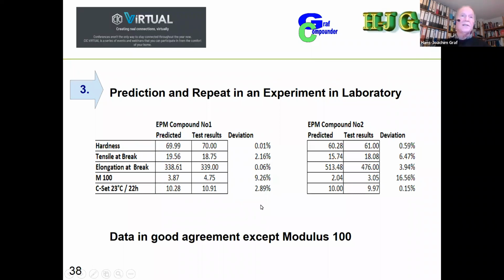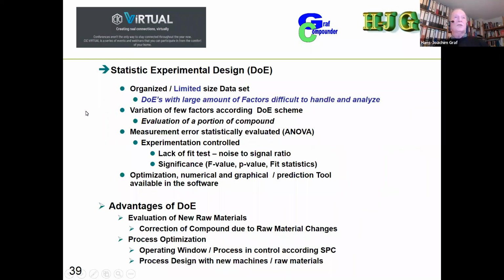So, and then recently in an existing project, I had a chance to really predict something out of a database, and we do a repeat, and you see here the results from two compounds, number 1 and number 2, and you see here the deviation between predicted and the test results. And surprisingly, the modulus 100 has a larger error, or whatever happened, I'm not sure, because normally I think the modulus should be measured very accurately.